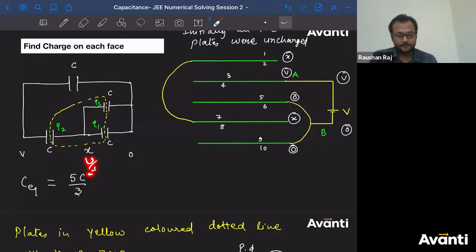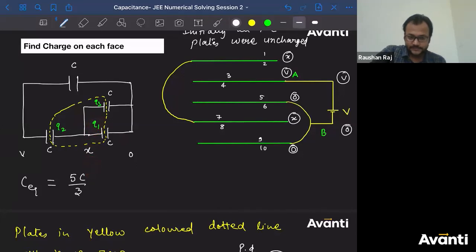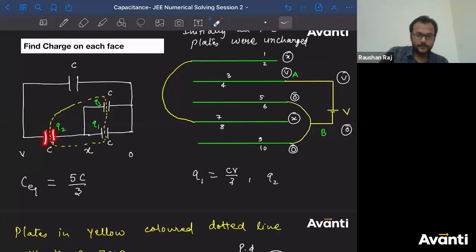Now tell me which is having higher potential out of these two? This one, right? So this Q1, just for the verification, Q1 is equal to, tell me, what will Q1 be? Q1 will be CV by 3. Tell me what is the value of Q2 here? What is the value of Q2?